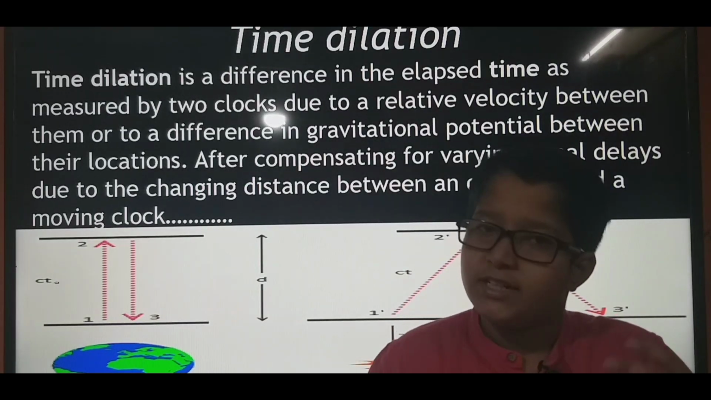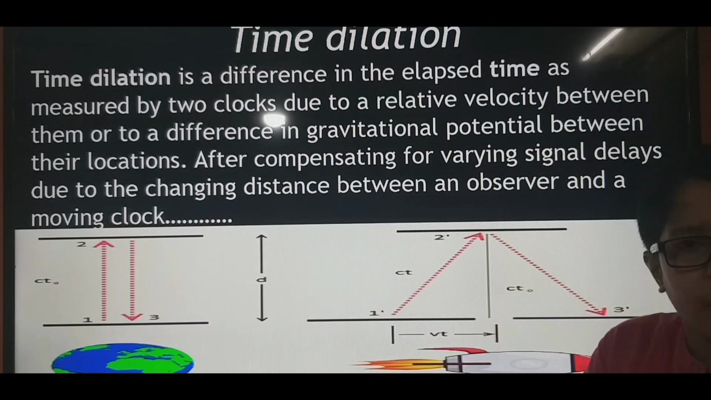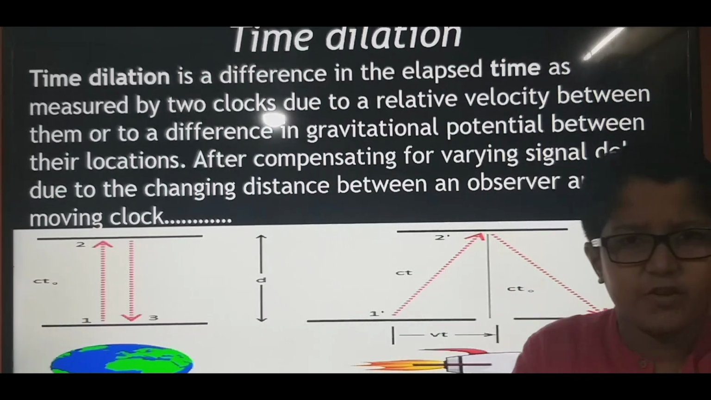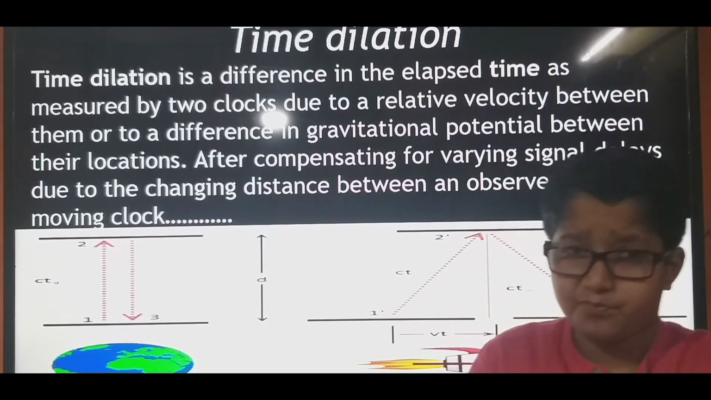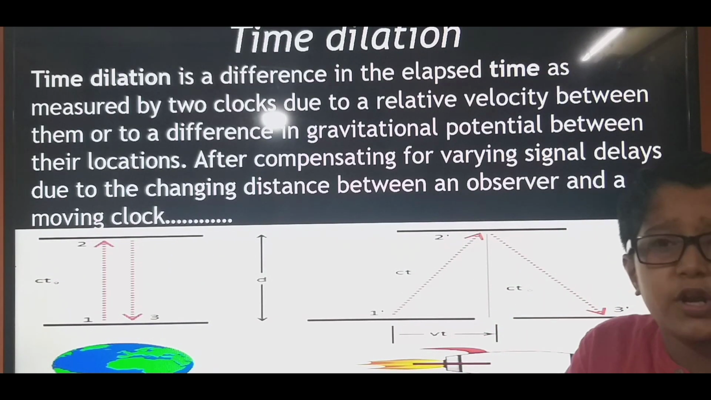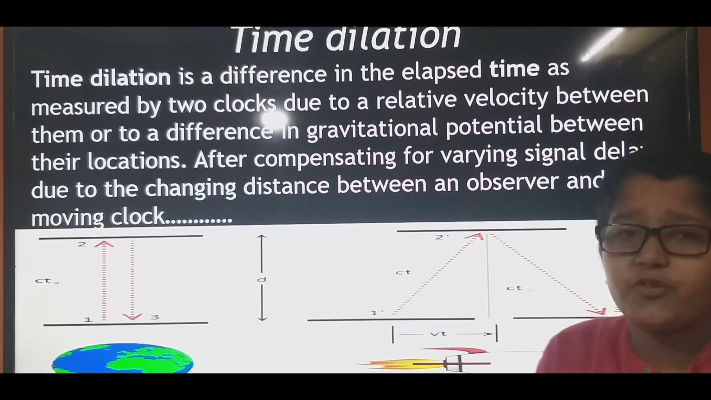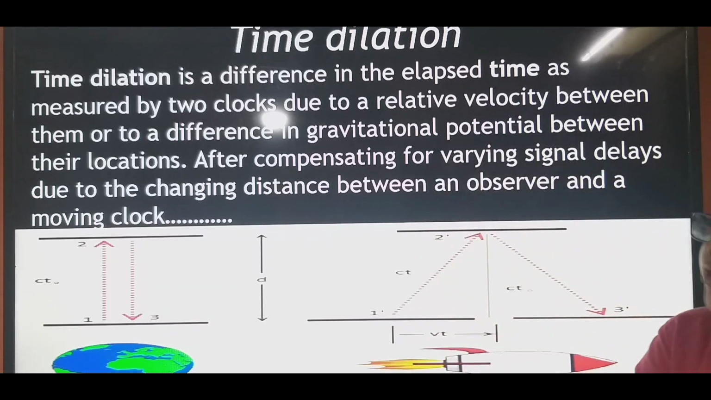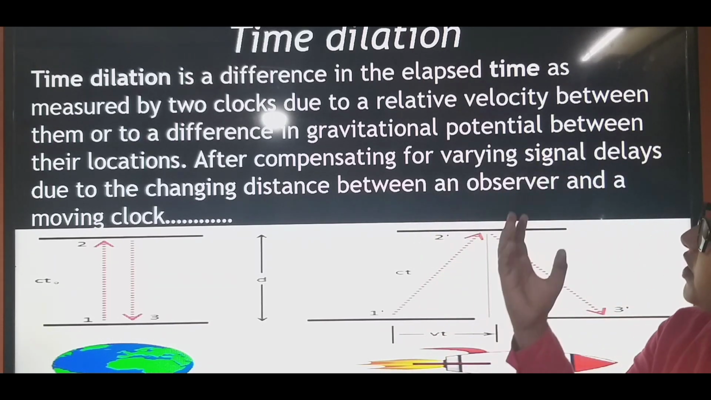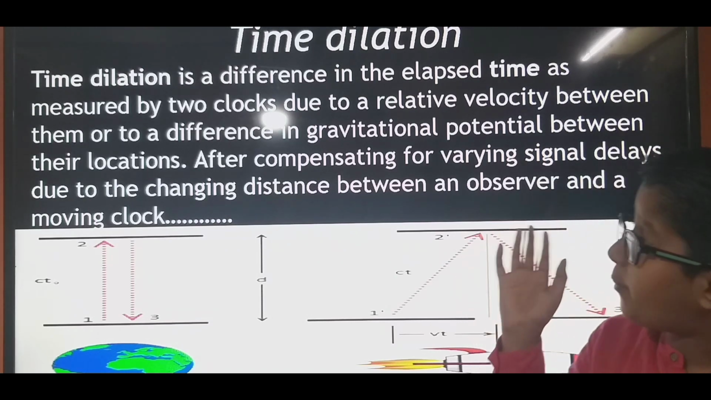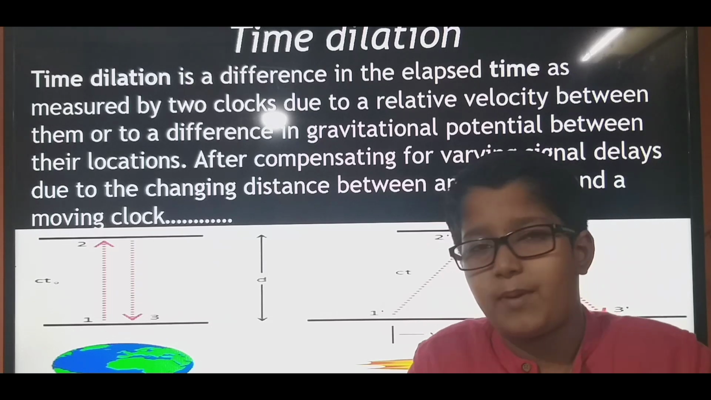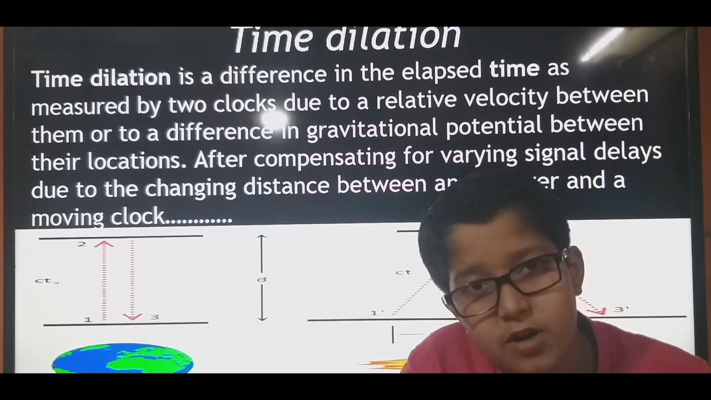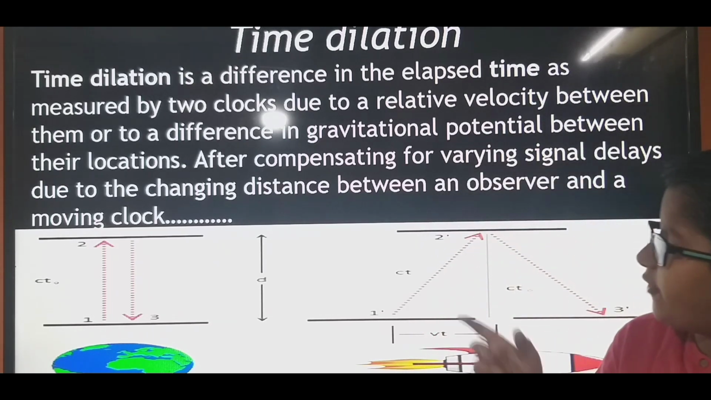Now let's see time dilation. As I have already told you, time dilation is a difference of elapsed time as measured by two clocks due to a relative velocity between them, or a difference in gravitational potential between their locations. I have already told you that near a black hole, as we have done in gravitational time dilation.